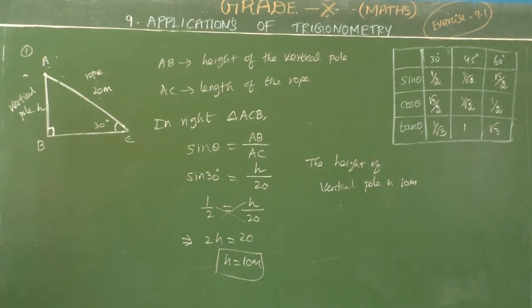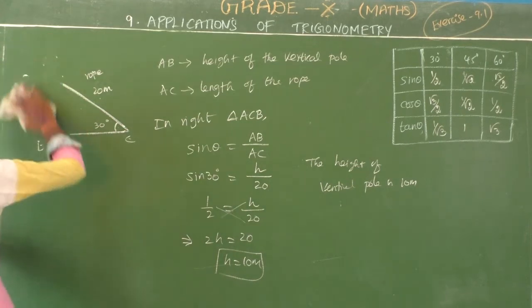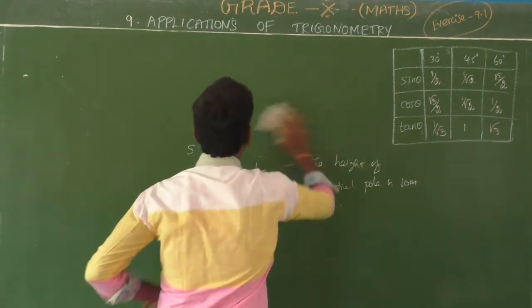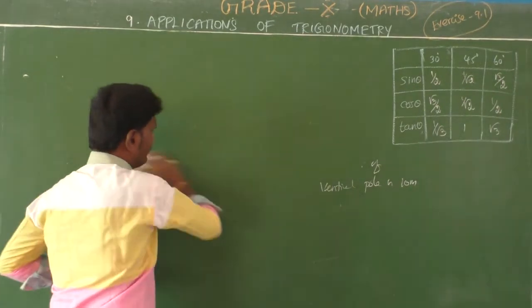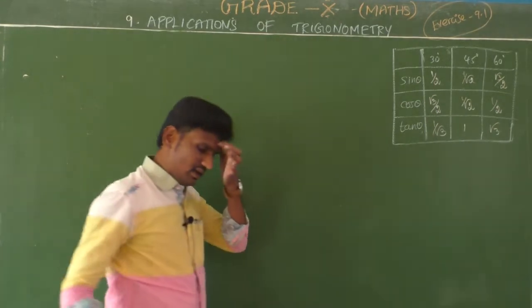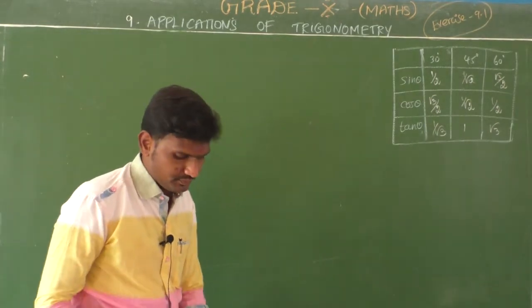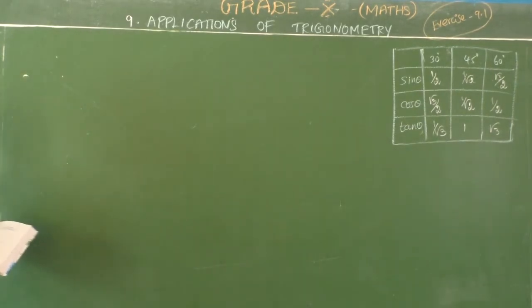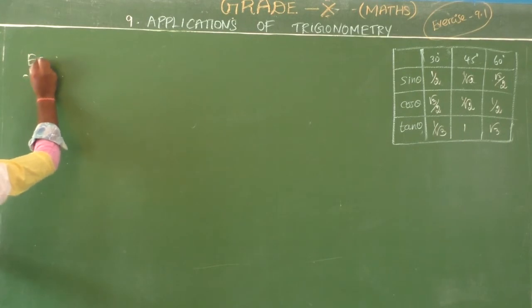Okay, and the next question we are going to take, that second question in the example. And after that we have to move to the exercise problems. Yes, students. Now take example 2. That is also a simple question. Okay. Yes. An electrician. Example 2.